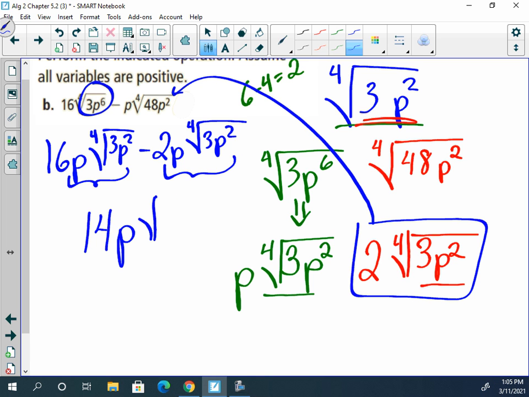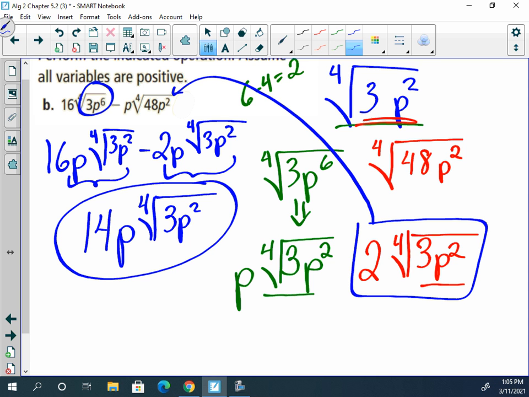14p times the 4th root of 3p squared. If we really wanted to get technical on how we say this, it would be 14p times the fourth root of the quantity 3p squared. But we get this here, because once we get those two radicals simplified down, we can combine the coefficients. Questions on this here?